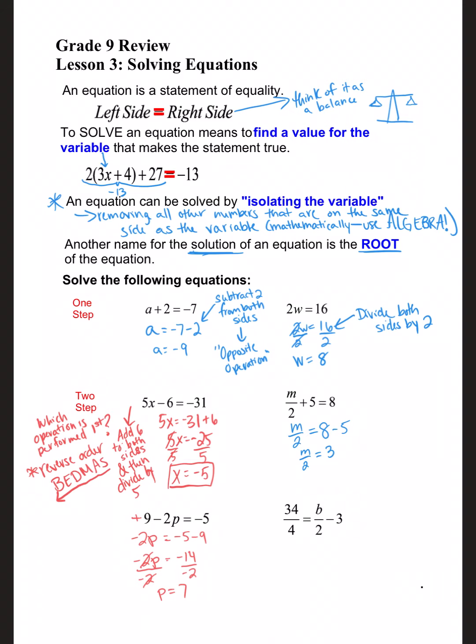And now since we have m divided by 2, we'll just have to multiply by 2 to clear it from that left side. So those will cancel out, and you'll be left with m is equal to 6.